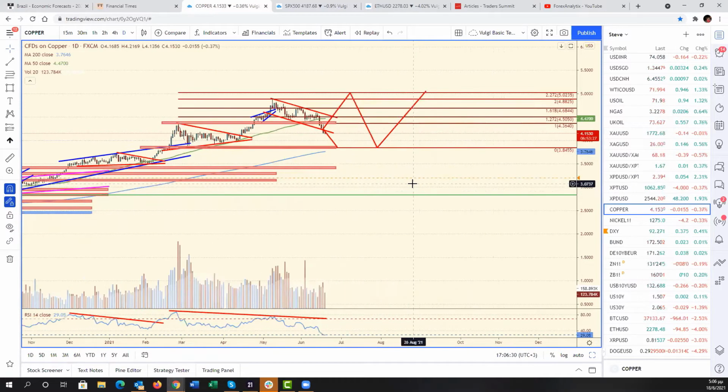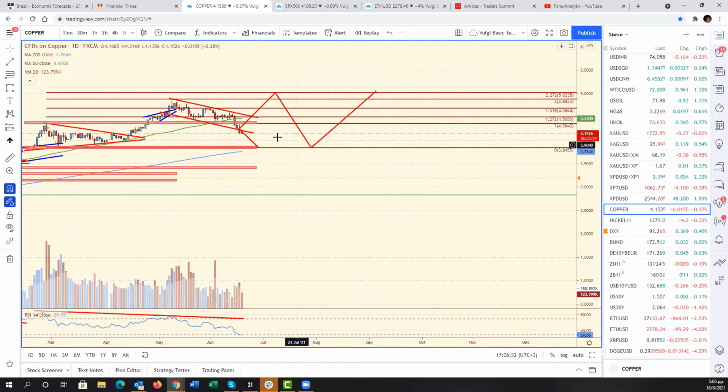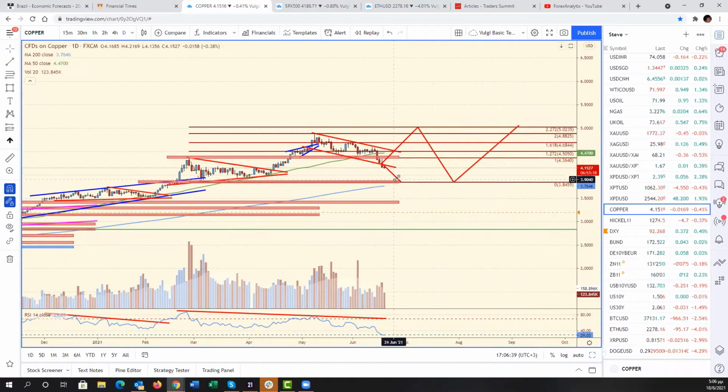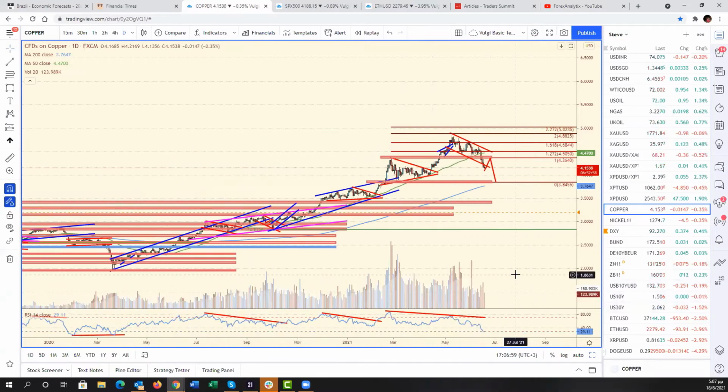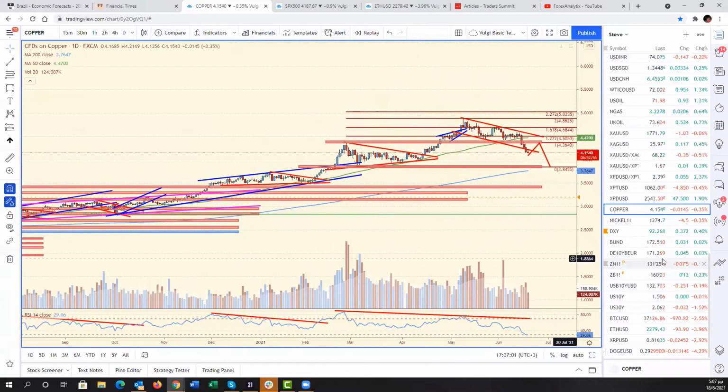Of course, nothing moves in a straight line. We're going to see small rebounds. For example, if we rebound from here anywhere close to 435 to 440, that move should be sold, something like this, right? For the next leg lower, which should at least take us to the aforementioned support level. I wouldn't be surprised if it leads even lower than that, right? But one level at a time.